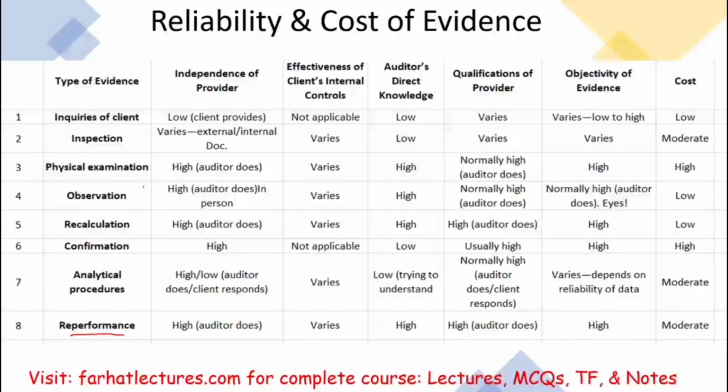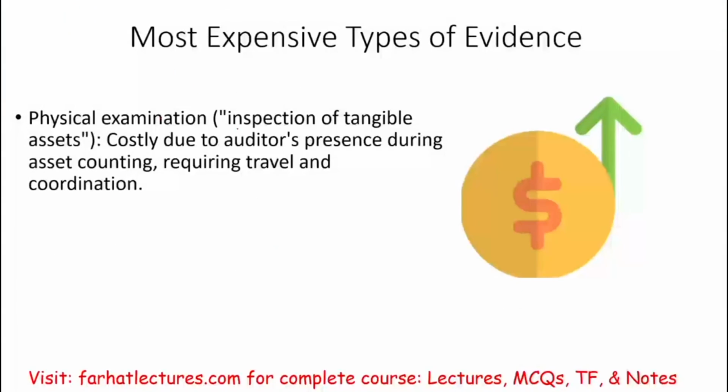Now let's talk about the cost. We said the most expensive were physical examination and confirmation. Let's discuss why. Well, physical examination is when you inspect the physical asset.